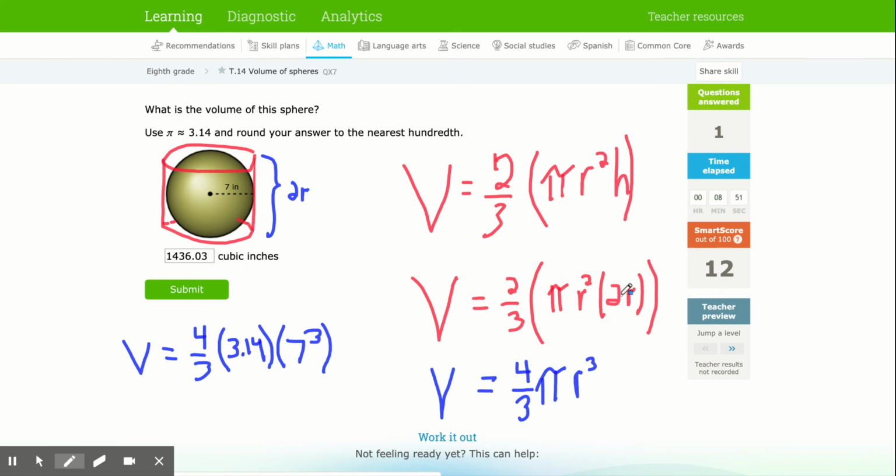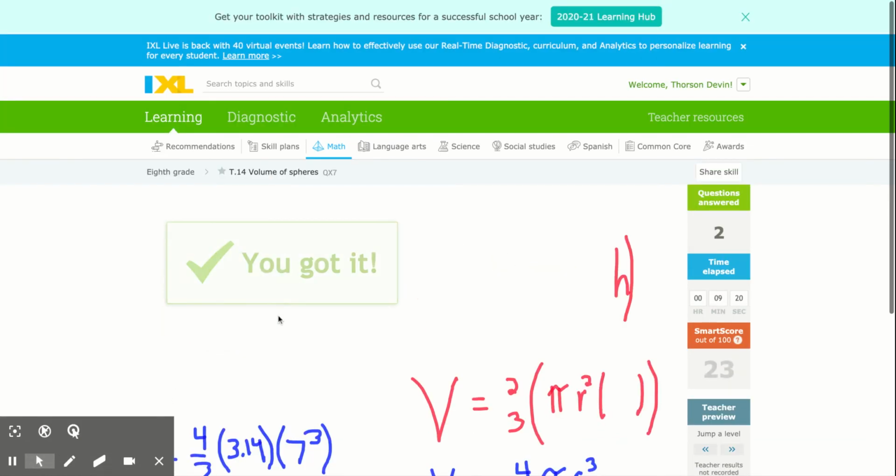So when we take the 2 times the r, that's the height, and multiply it by the 2/3, 2 times 2 gives us the 4/3. We have the pi, and then we have an r squared times another r, which is an r cubed, so the volume is 4/3 pi r cubed. So 4/3 times 3.14 times the radius of the sphere, which is 7, so 7 cubed. I just do that on a calculator and get 1,436.03, since it says round to the nearest hundredth.